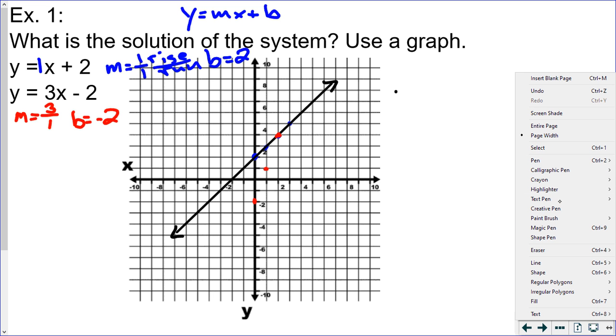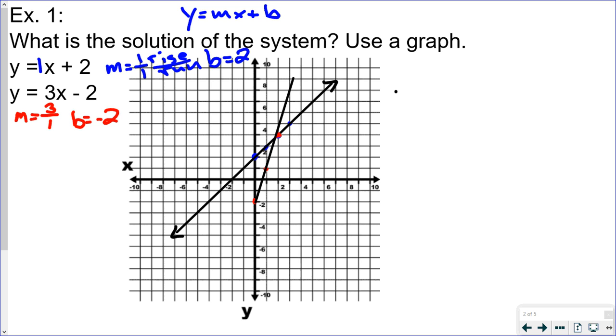So let's go ahead and draw this line here. My arrows here. And so right here is an XY ordered pair that is a solution to both of these equations. So this ordered pair is 2, 4. And so 2, 4 is a solution to the system of equations.